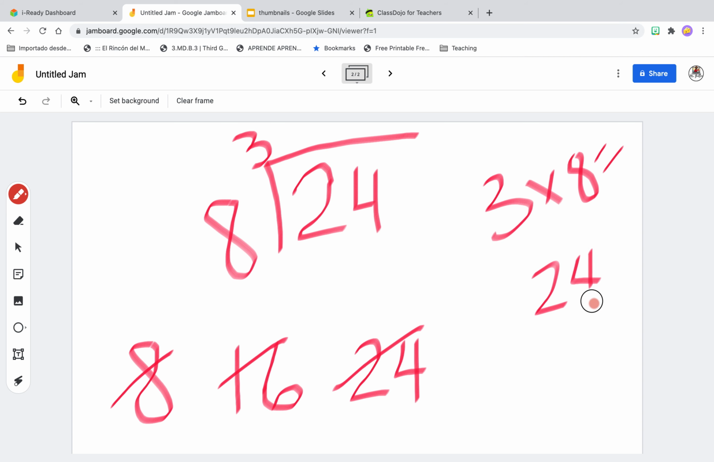This is an easy way to divide a two-digit number or a one-digit number by a one-digit number. So 24, which is a two-digit number, divided by 8 is equal to 3, and 3 times 8 is 24.